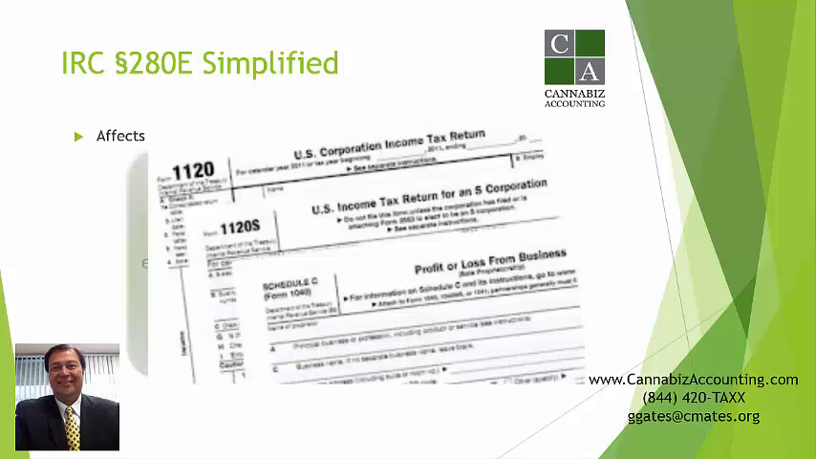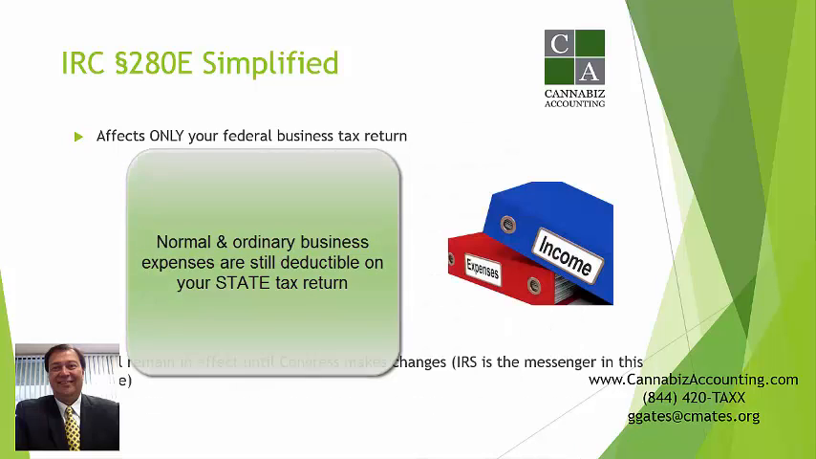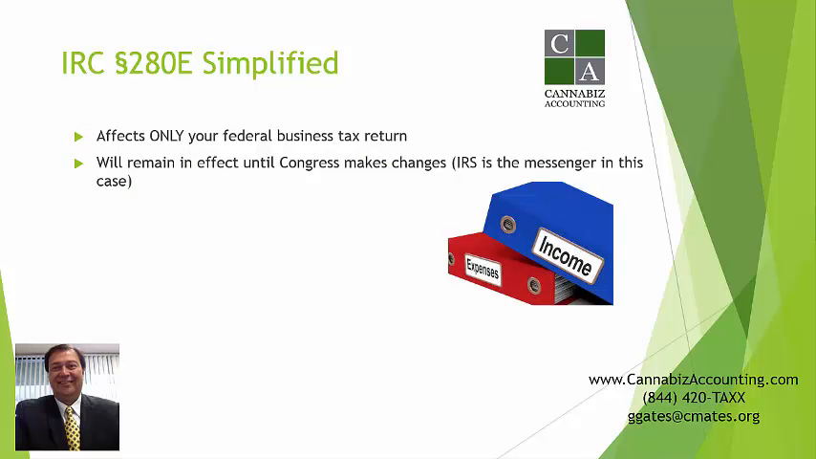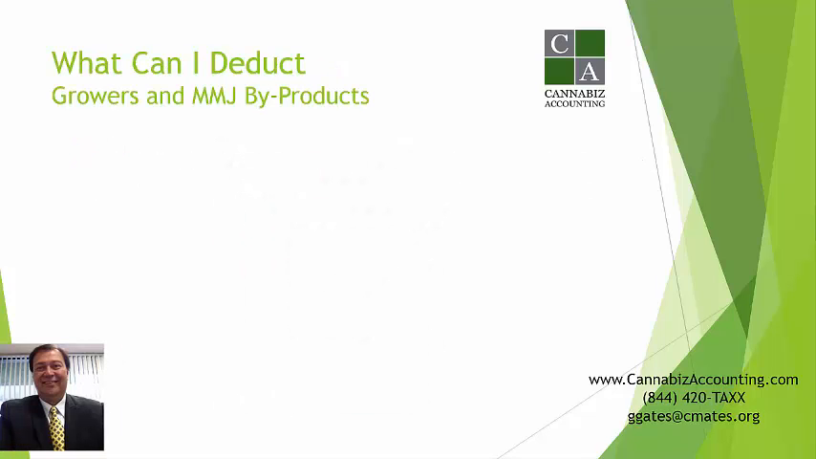Your state return will still be able to deduct what's called normal and ordinary business expenses. And we know that 280E is going to remain in effect until Congress approves a change. Keep in mind that the IRS is the messenger in this case, but they wield a pretty big hammer. So what is it you can deduct on your tax return?